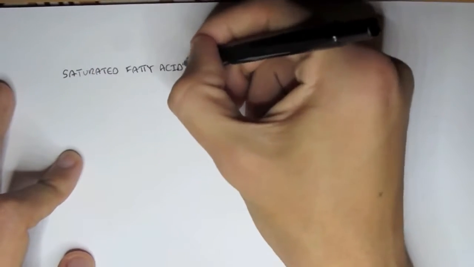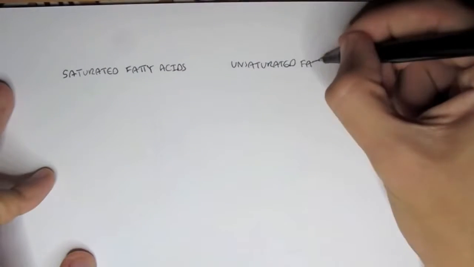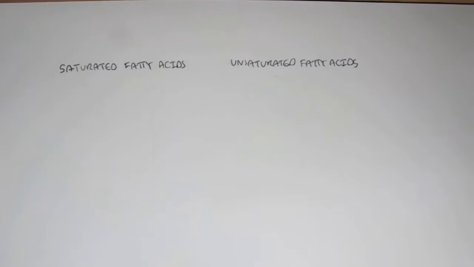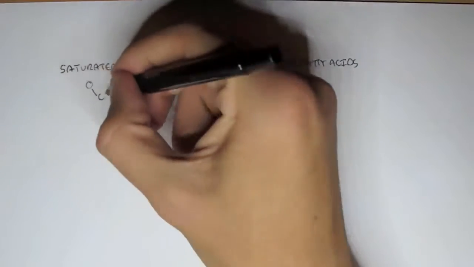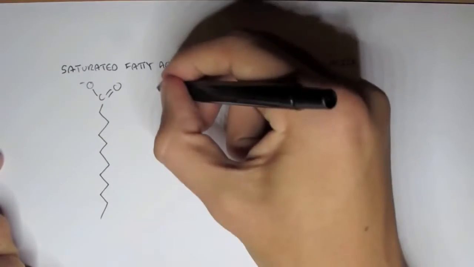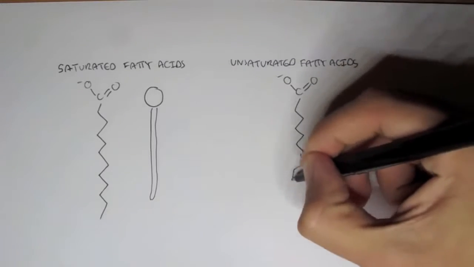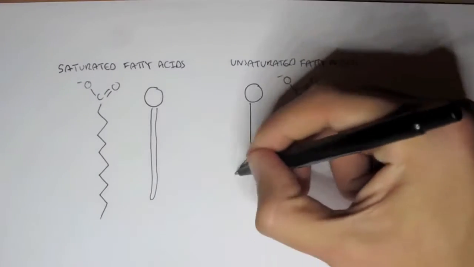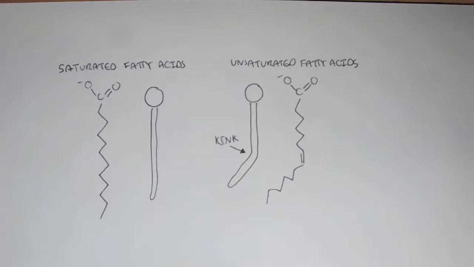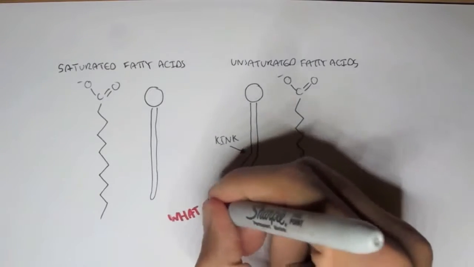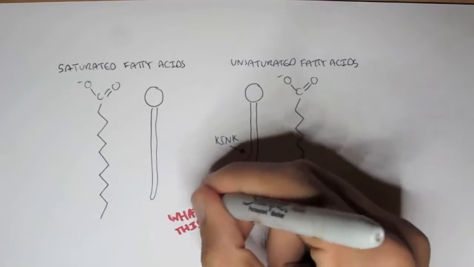We're looking back at saturated fatty acids and unsaturated fatty acids. So what are the differences? Saturated fatty acids have a carboxyl end with a hydrocarbon tail, so essentially it would look like this. An unsaturated fatty acid has a double bond in the carbon chain and so forms a kink. So what does this mean? Well, it means two things.